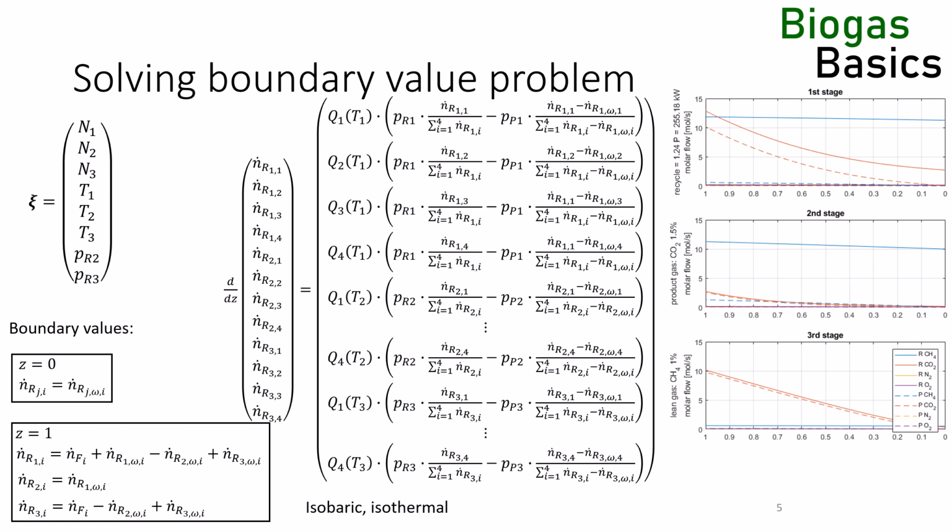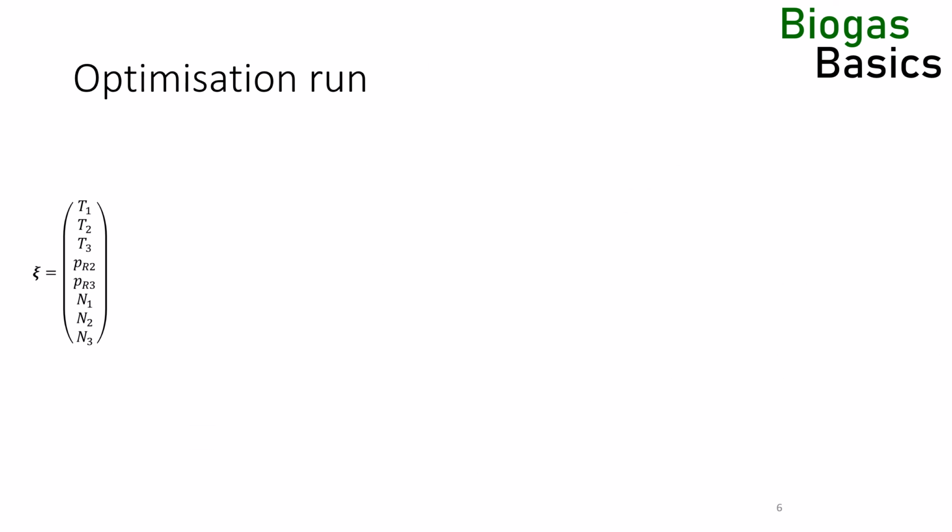We can now solve the boundary value problem to get all flows and compositions for a defined inlet flow and a set of parameters Xi. The figure on the right shows the flow of all 4 components along the dimensionless length of each stage. If we choose an arbitrary set of parameters Xi, the chances are quite high that the produced biomethane and off-gas do not have the target composition.